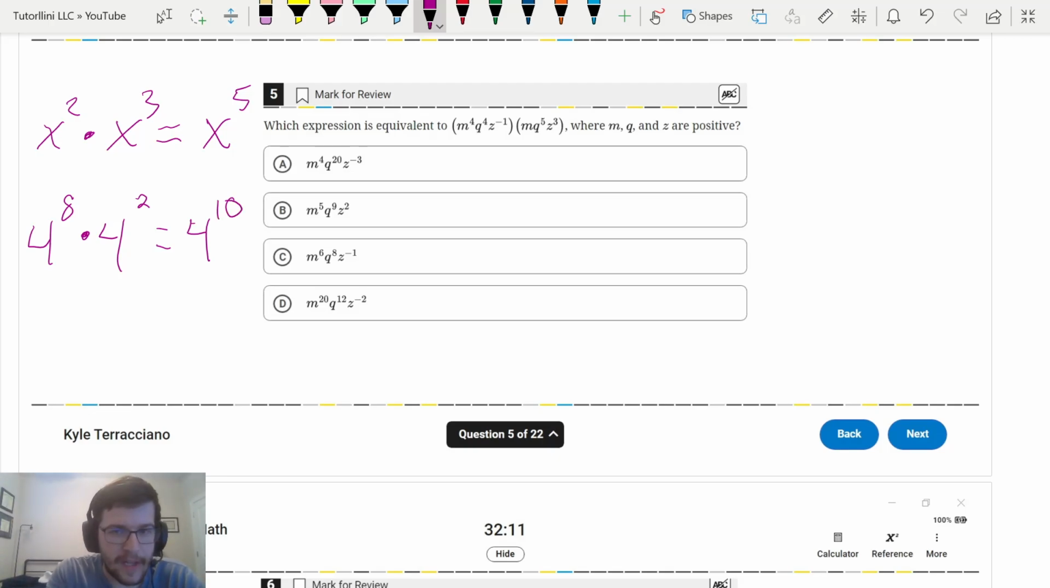So we're going to combine the m's, we're going to combine the q's, and we're going to combine the z's. And again, anytime you don't see a power written, the implied power is 1. So I'm going to put a little 1 above this m.